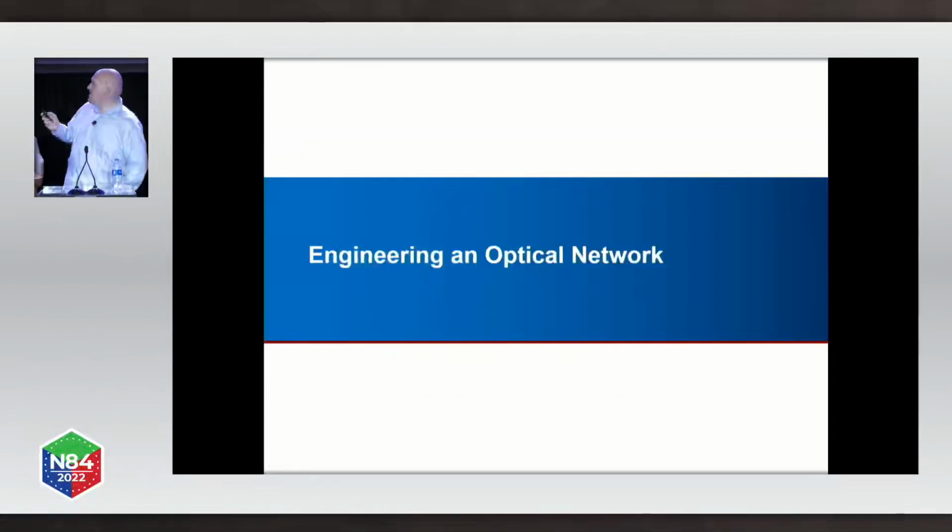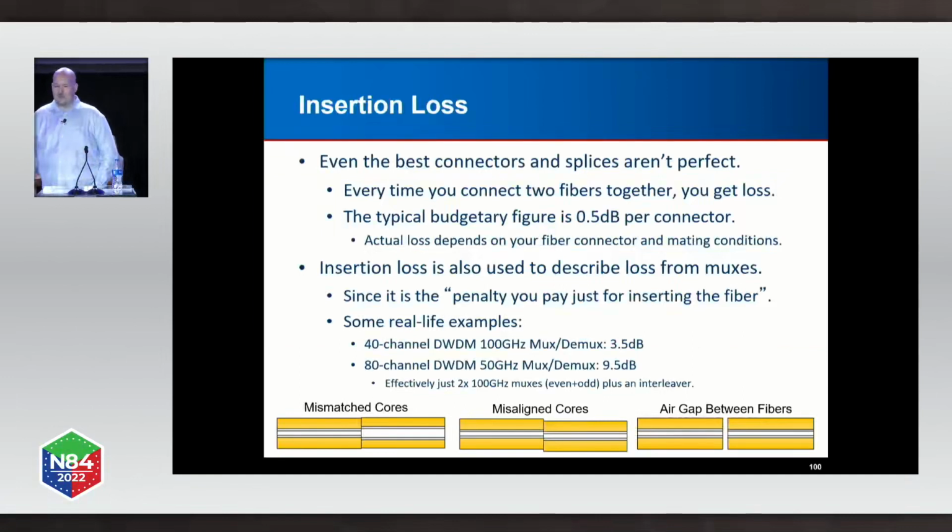Okay, so now I have a whole bunch of slides on how you do actual optical engineering. So, insertion loss. Remember, even the best splices are not perfect. So every time you connect 2 fibers together, you're going to get loss of some kind. So a nice budgetary figure that people use for back of the envelope is you'll get 0.5 dB every time you do anything. But it depends on if you've done a fusion splice, if you've got a patch, if it's a clean patch, if Equinix plugged it in wrong, all that fun stuff. So insertion loss is also used to describe the loss that you get anywhere. So if you go through a MUX and you come out 3 dB less, it's the penalty that you get just for plugging the fiber in. We call that the insertion loss.